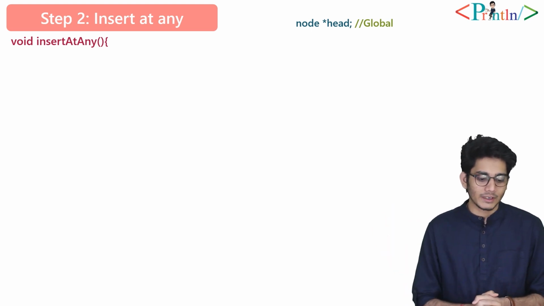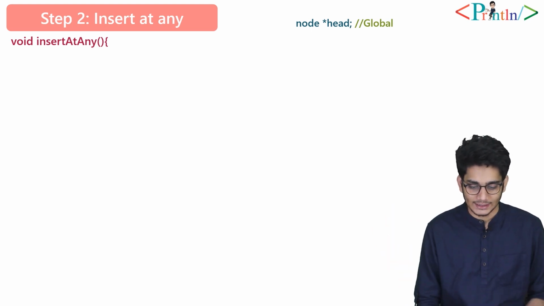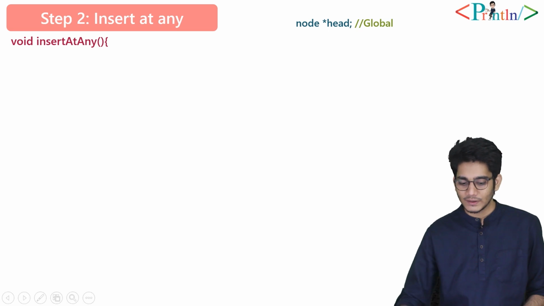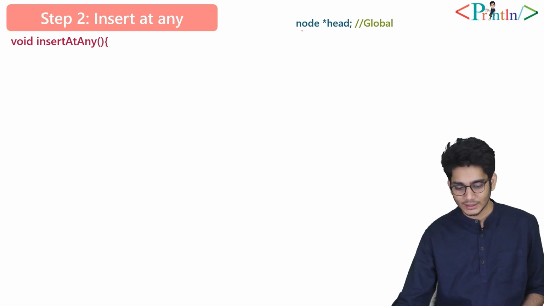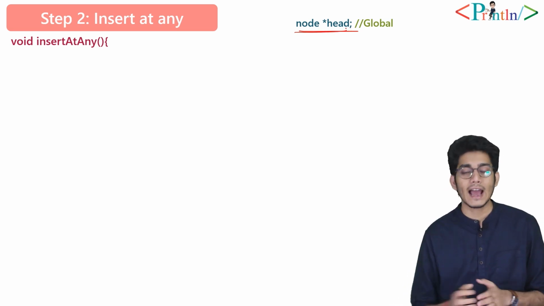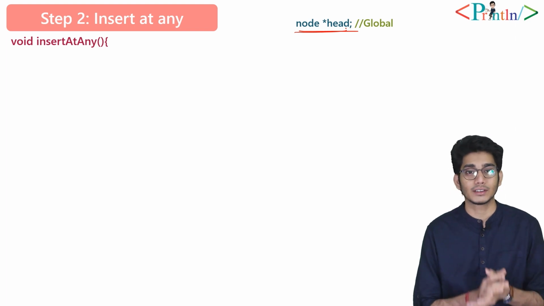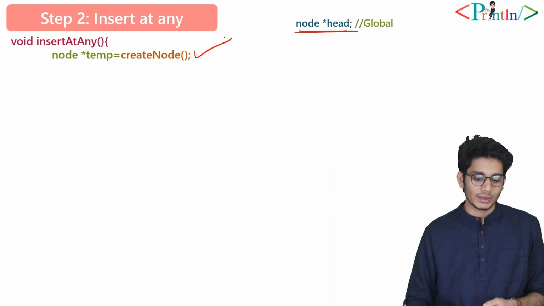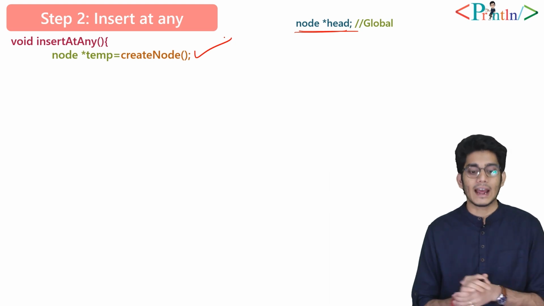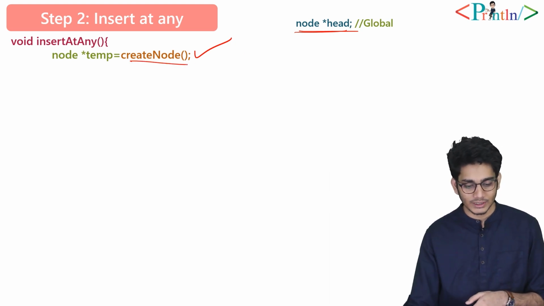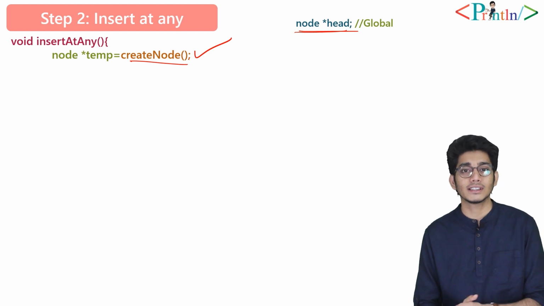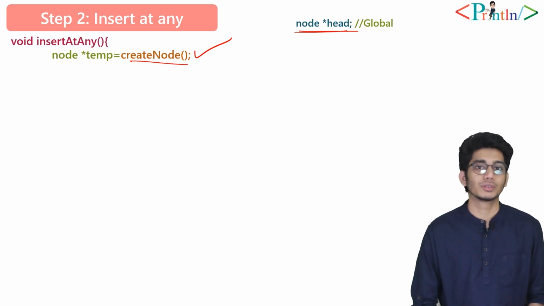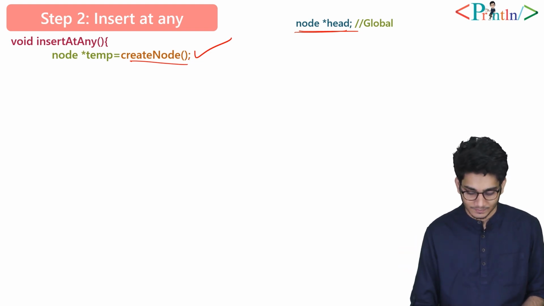So we have written a function that is insert at any. Now as you can see, we have a global variable over here, that is node.head. I have already talked about the significance of head, so why do we need head? At first we have allocated a memory, that is temp, and we have called the create node function over here, and this create node function is returning the memory block to the temp. I think this portion is clear.